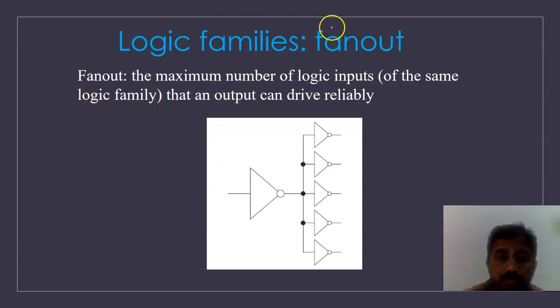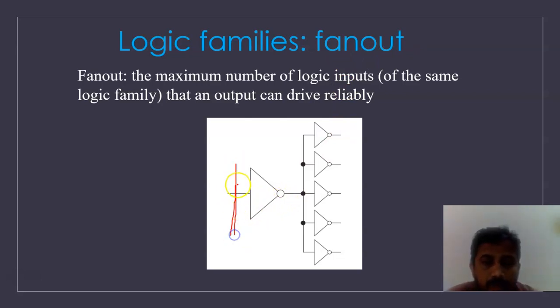The next terminology we will learn about is fan out. Here you can see one NOT gate is put up, and this NOT gate is connected to a number of gates. Here you can see 1, 2, 3, 4, and 5. Five gates are there, which means the fan out is equal to 5.